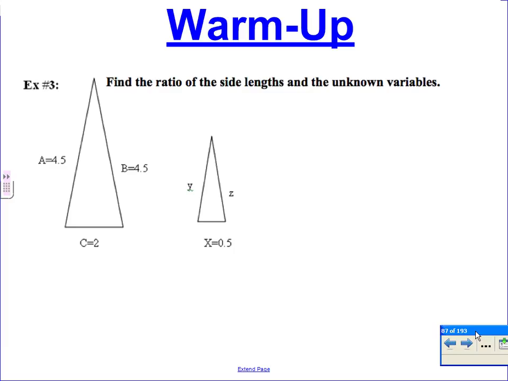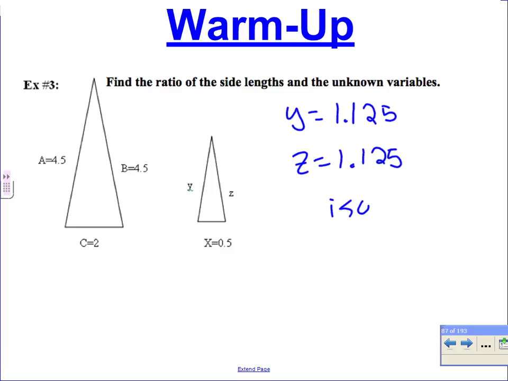All right, so let's go over example 3 on the warm-up. This was in your notes on page 12. I just want to ask you guys, what did you get for Z and Y? And then I want to talk about the triangle. Briar, what did you get for Y? Good. Charles, what did you get for Z? Good, 1.125. What kind of triangle is this? Doug? Okay, yes, good. So it's an isosceles triangle.